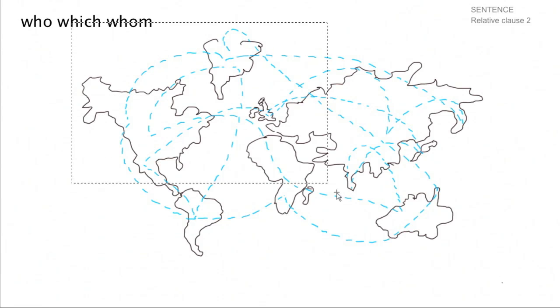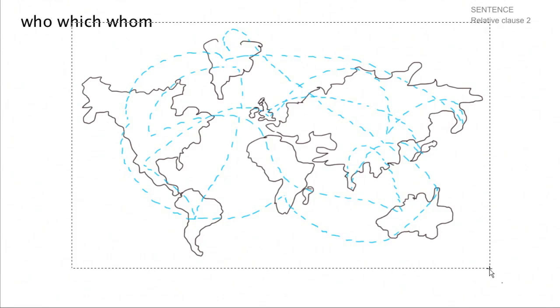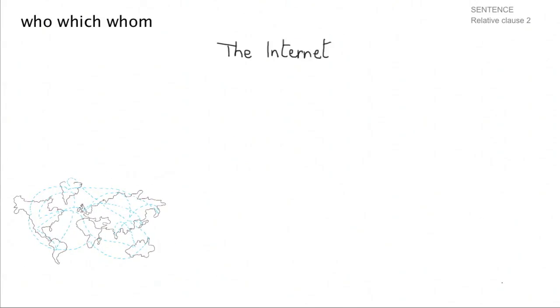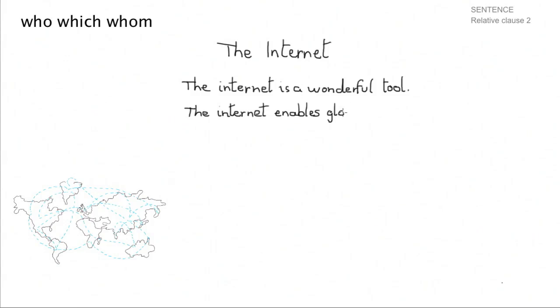Now I'm going to make it a bit smaller and put it in the corner because I need to make some space for some writing. So I'll just grab that whole thing, reduce it in size, put it over in the corner, and put the internet up the top there. The internet. Okay, now I'm going to show you 3 sets of sentences. Here's the first pair. I wrote this before. I can't write that fast. The internet is a wonderful tool, and the internet enables global communication.